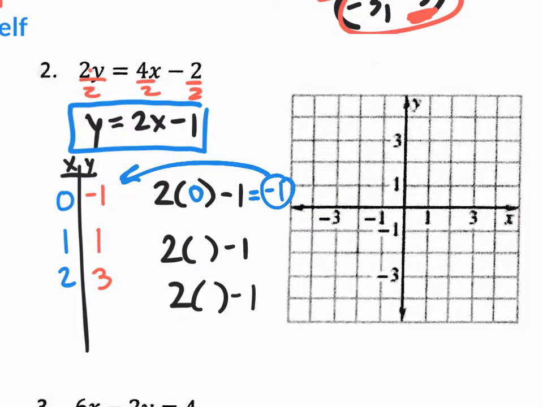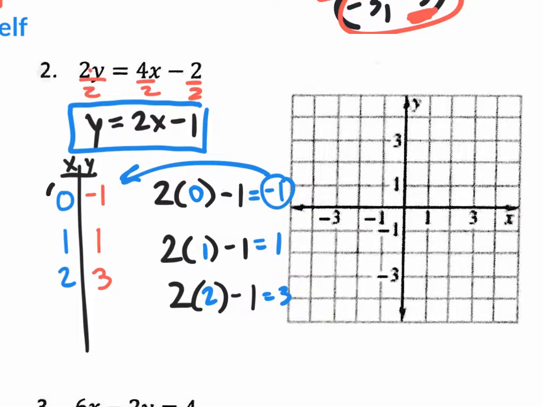Of course, if you're taking a quiz and you're rushing for time, you don't have to show all this work. You just do it in your head. But it'd be nice to show work if you have time. 2 times 1 is 2. 2 take away 1 is 1. 2 times 2 is 4. 4 take away 1 is 3. And that's how we get these outputs right here of 1 and 3. Anyway, these are answers.